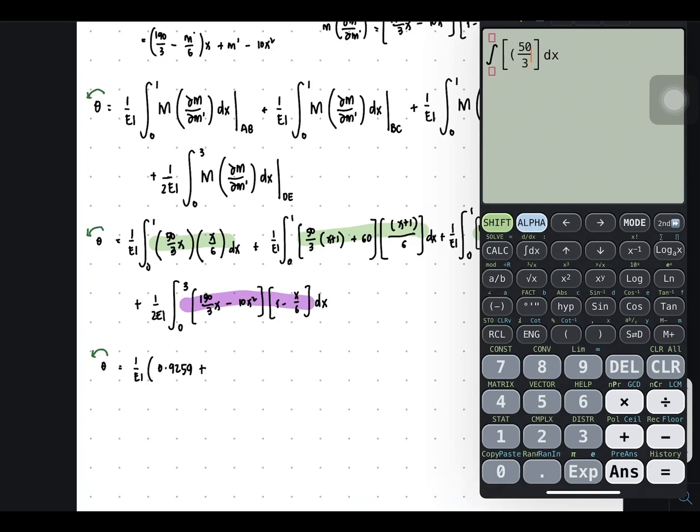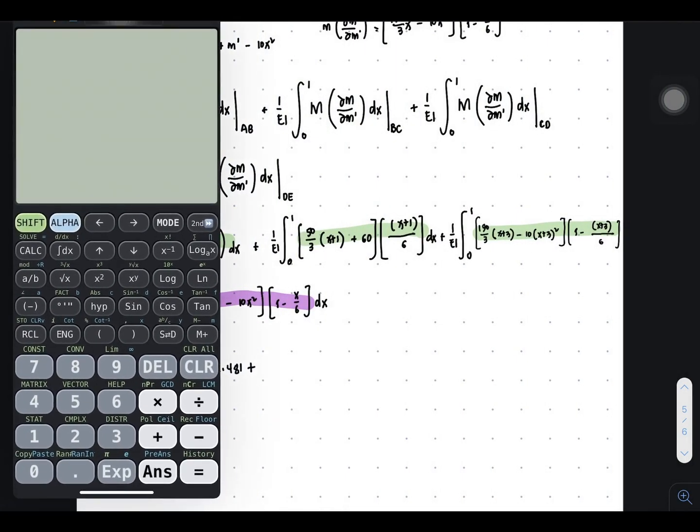It's going to be 50 over 3 times (x plus 1), then plus 60, and you multiply it with (x plus 1) over 6. Close it, and the limit is from 0 to 1. So that's going to be 21.481 plus the next integral. So let's transfer it here.